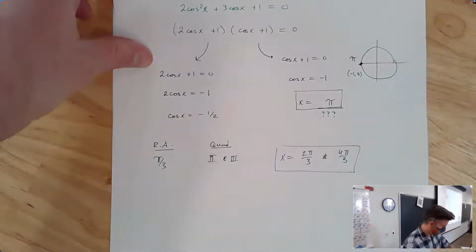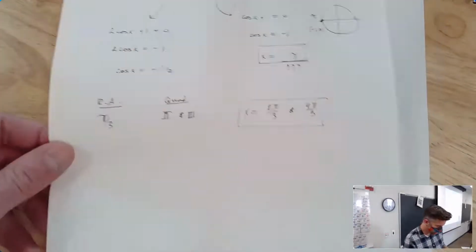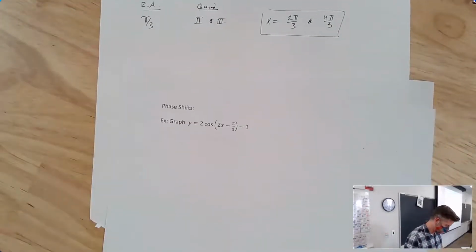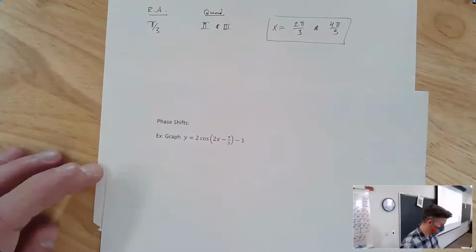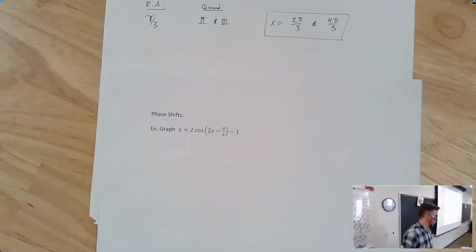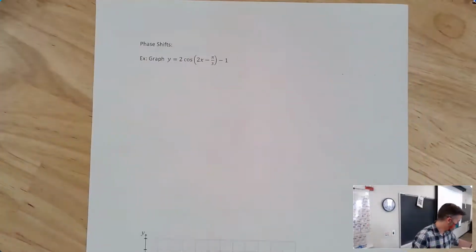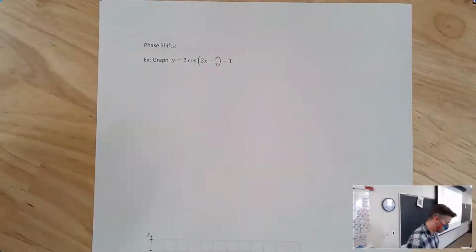And then the other thing we're going to do today is a little more practice graphing sine and cosine with some shifts and some stretches and some everything. So let's, yeah, we got time. It's always, there's not always enough time.